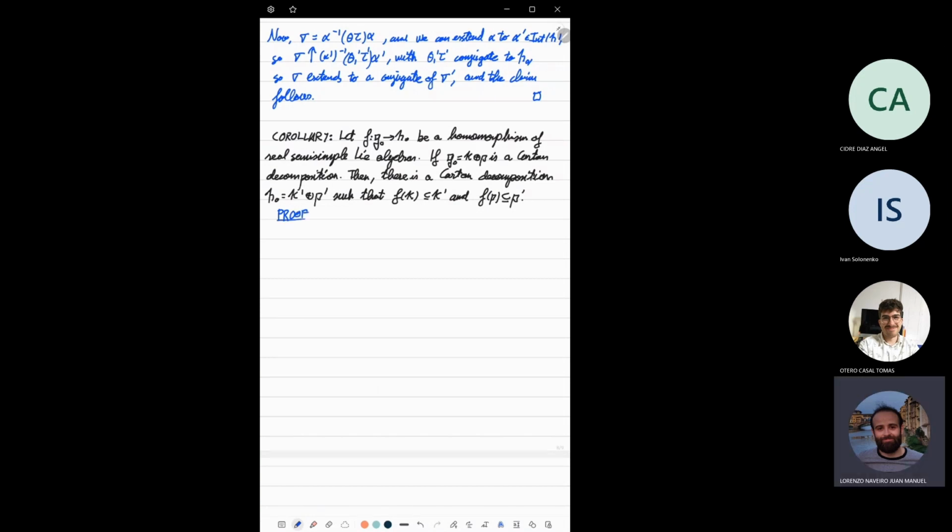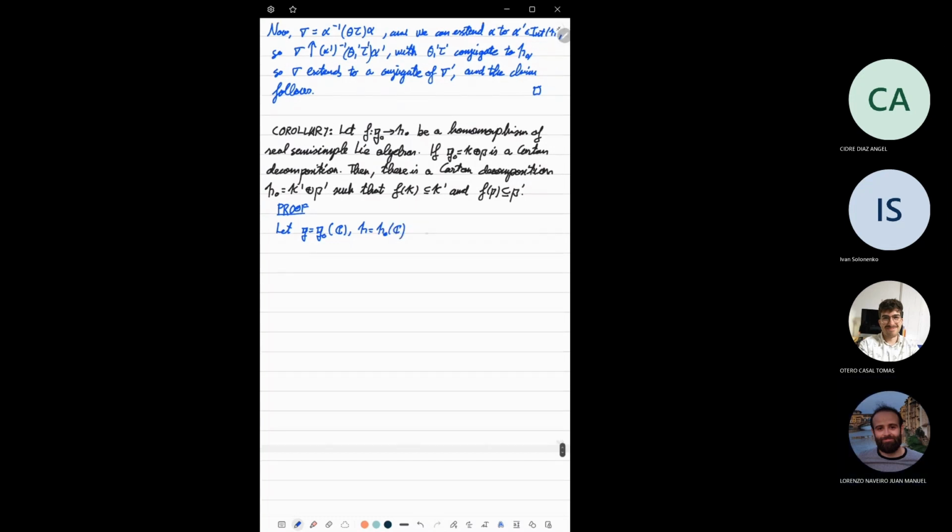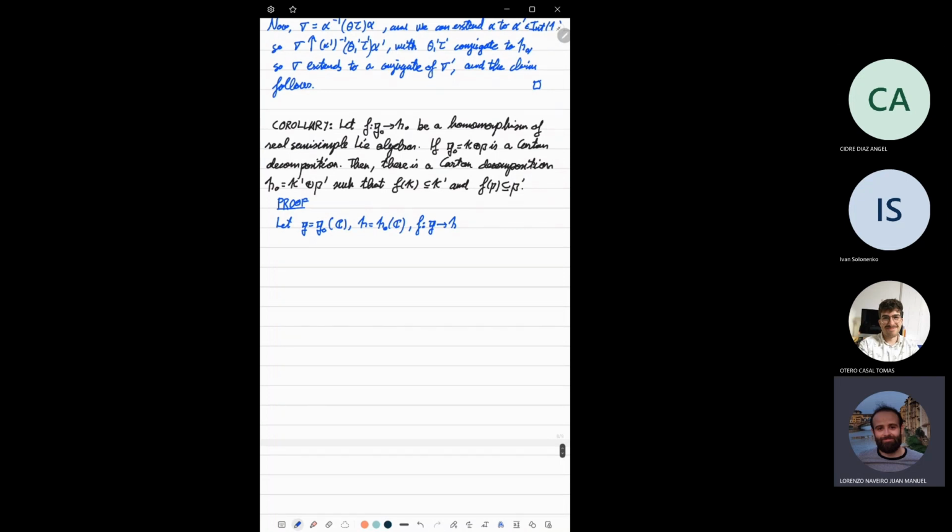Okay, so to prove it, we simply use the correspondence from the theorem above. So we first have to extend the situation to a situation between complex semisimple algebras. So we simply take the complexification of G0 and H0. Okay, so let G be the complexification of G0, H the complexification of H0, and F to be the complexification of the real homomorphism F.